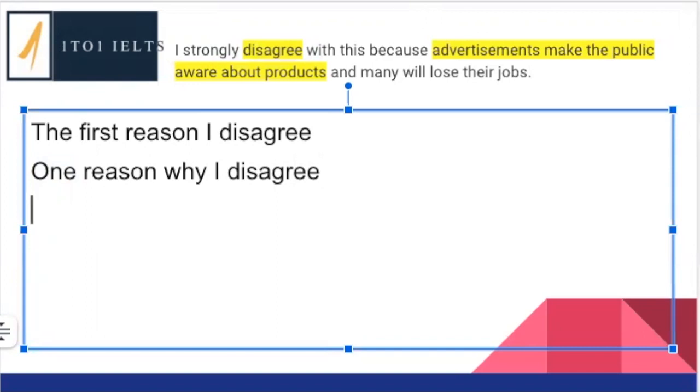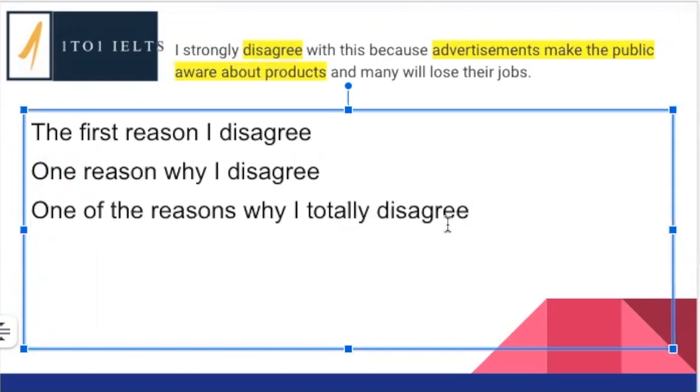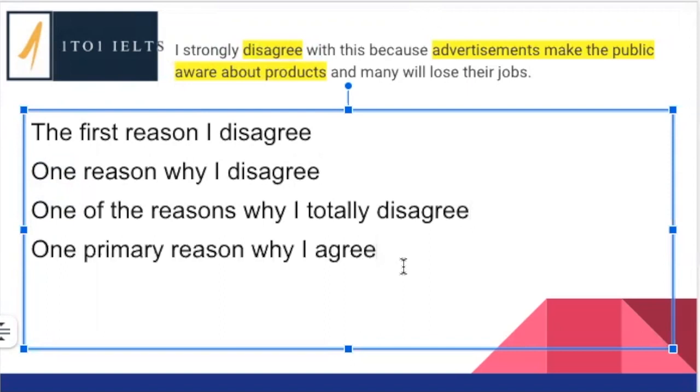Okay, excellent. Here's another one. One of the reasons why I totally disagree, and one primary reason why I disagree. This is a slightly awkward collocation, this one primary reason. So I would avoid this expression, and I would use one of the first three. So a primary reason. I know what you're saying. I can't really say it's wrong, but this collocation of one primary reason is really awkward. So I would avoid this one.